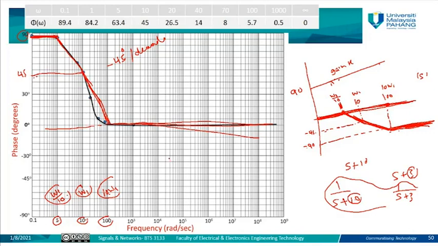In the case of the derivative or integral, no need to find these points because you only need to use 1 point of frequency. In the case of the gain, also the same, no need to find these points.